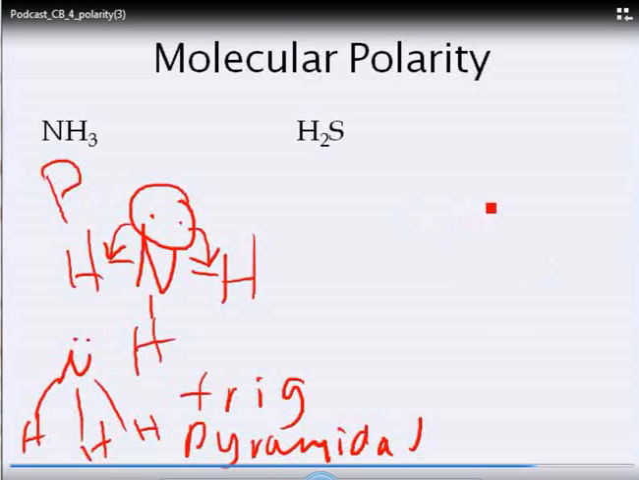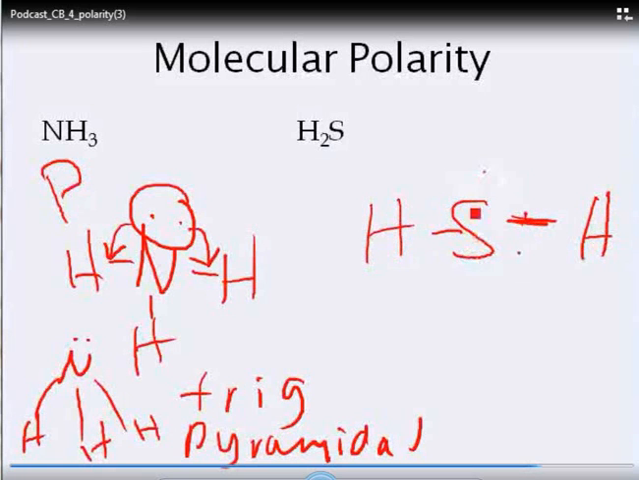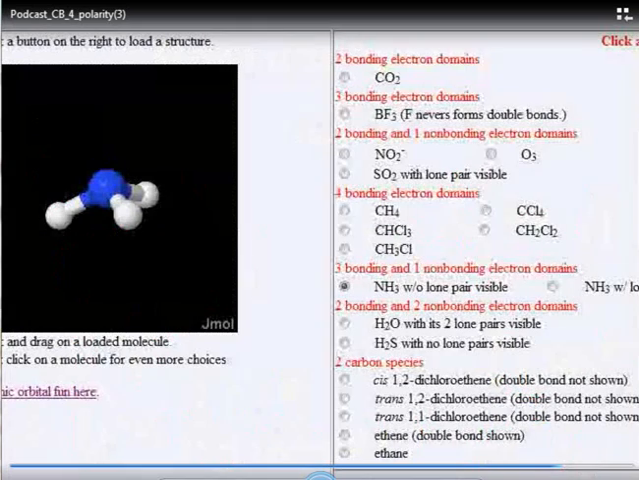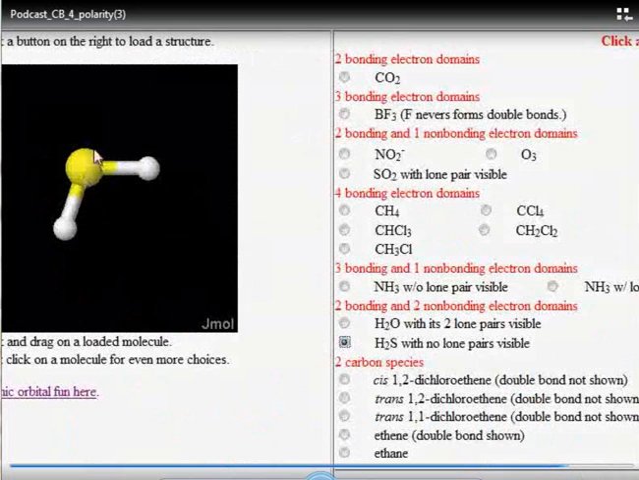Okay, now let's take a look at H2S. Whoops, let's just make that a bond like that. Now, if we look at the chart on shapes, we've got 1, 2, 3, 4 domains, only 2 atoms attached. So this is going to be a bent shape, right? So what I actually have is this. Okay, these electrons that I don't see, electron pairs, are pushing down on the hydrogens. So it's going to look like this, right?